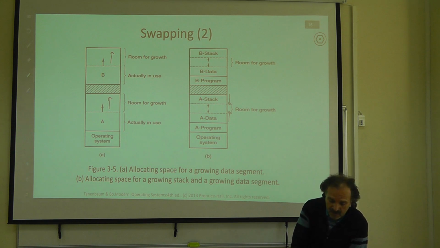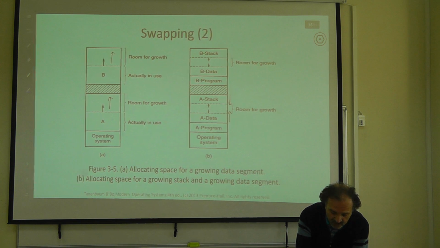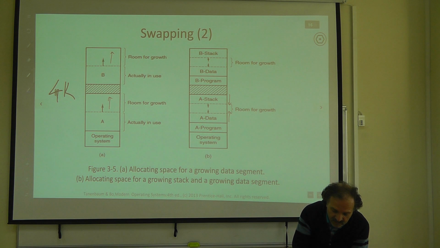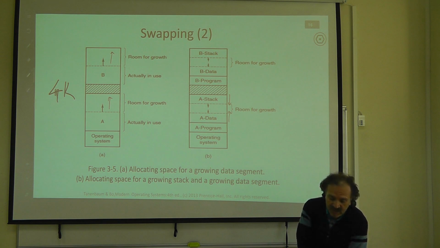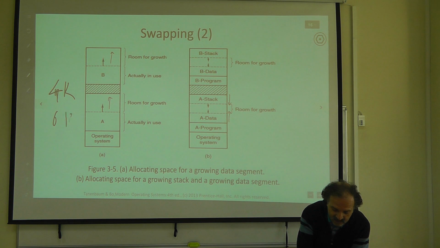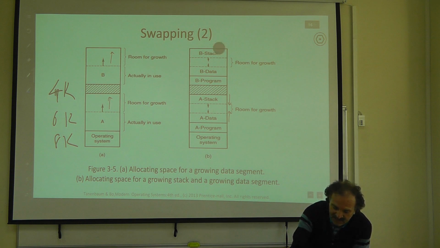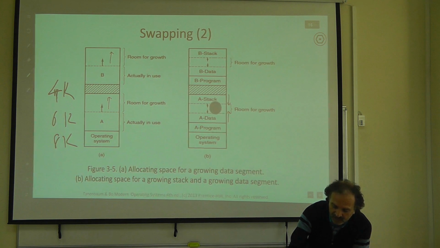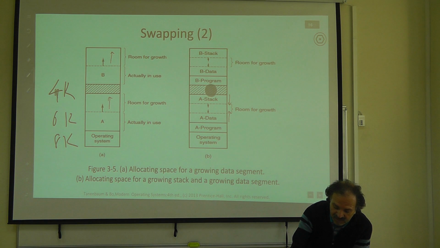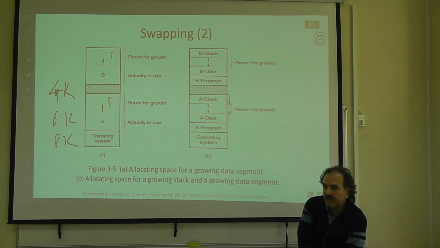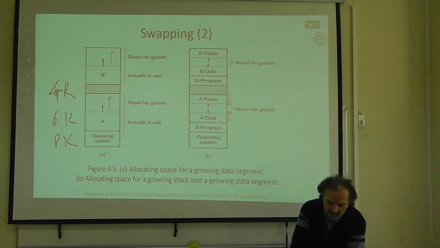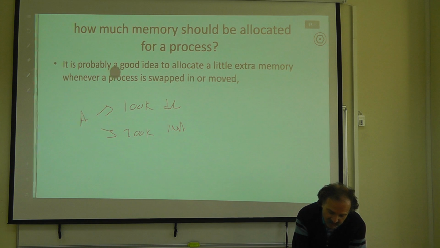Okay, so if the process needs 4K of memory space, then allocate maybe 6K or 8K. Put the stack at the top, and the program is at the bottom, and your global variables, etc., or the heap, and in the middle of the process address space is empty. So allocate more space, and if that space is not enough, then you need to relocate your process, and the operating system is responsible for relocating it.